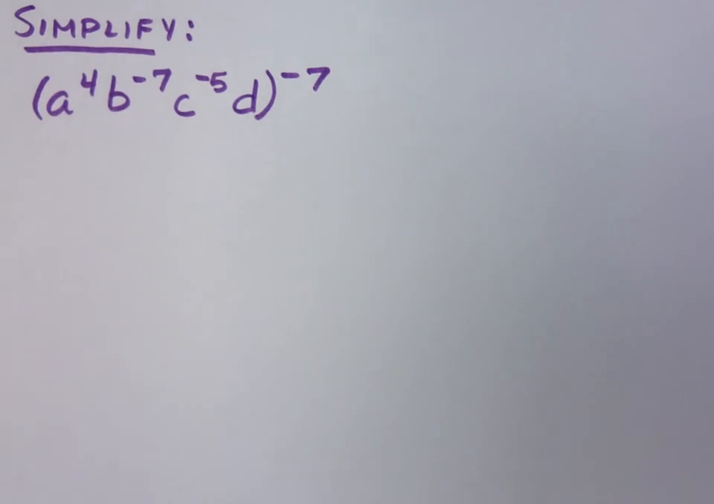Negatives galore. Let's look at simplifying this expression. Remember, we're not solving here, we're simplifying. We're going to rewrite this guy. Now, we were just talking about raising a product to a power.